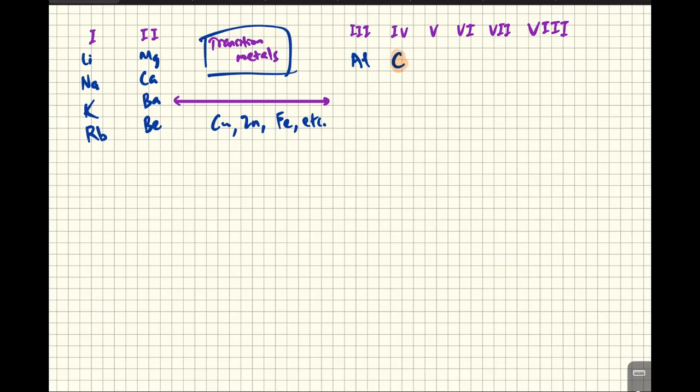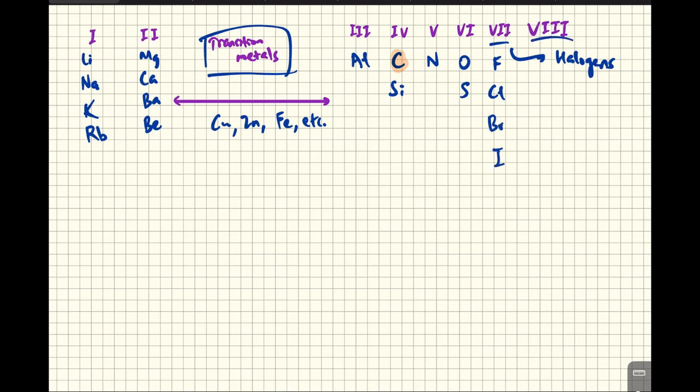And right below carbon is silicon. Then you also have the group 5 non-metals, where nitrogen is the first element. Then followed by group 6, where you have oxygen, and right below oxygen, you also have sulfur. And in group 7, these are what we call the halogens, namely fluorine, chlorine, bromine, and even iodine.